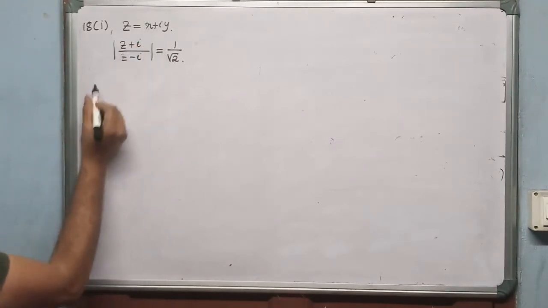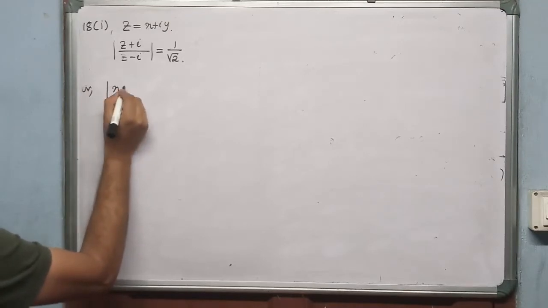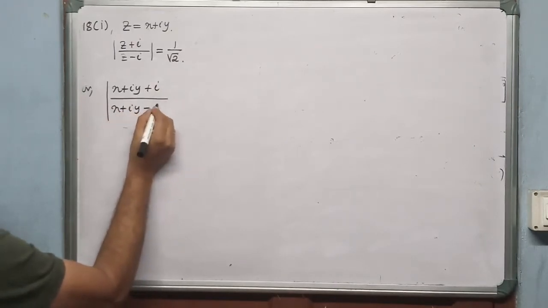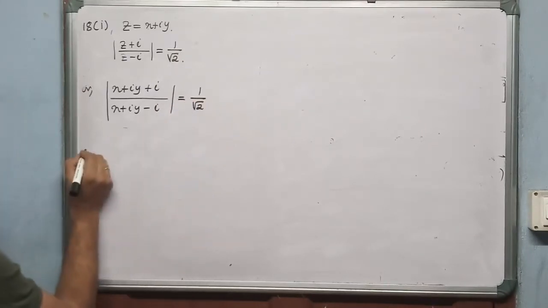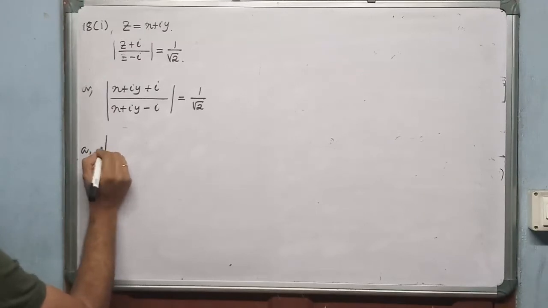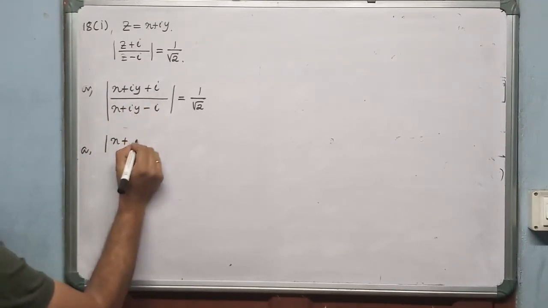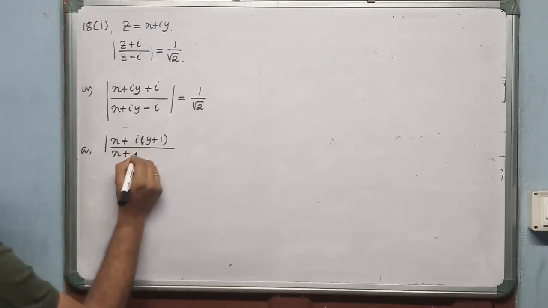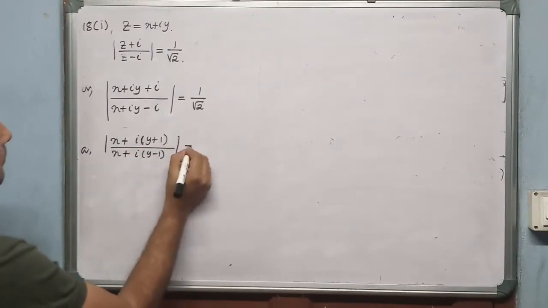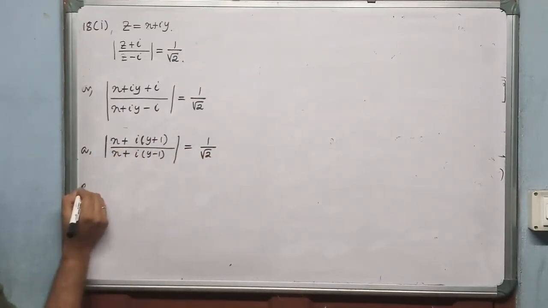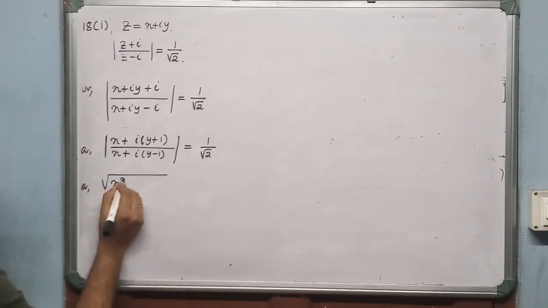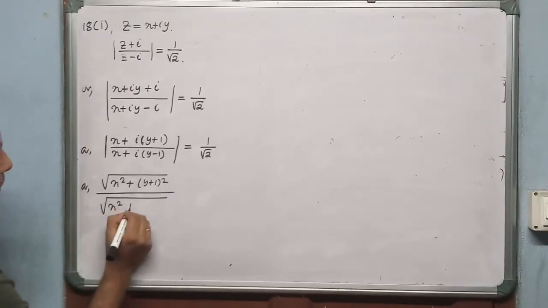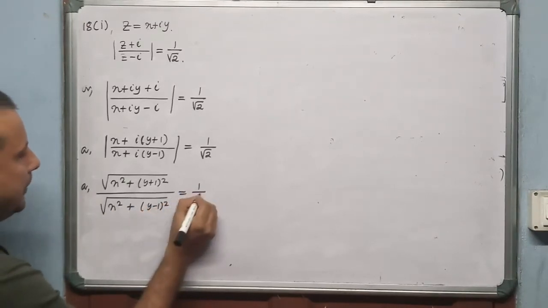The complex number is already given, z is x plus iy, so I'll write modulus of (x plus iy plus i) over (x plus iy minus i) equals 1 by root 2. I'll separate the modulus. Taking i common, the numerator is x plus i(y plus 1), and from the denominator also I'll take i common, it will be y minus 1. Root 2, modulus is there. When you remove the modulus, you have to put a square root: the square root of x square plus (y plus 1) whole square divided by the square root of x square plus (y minus 1) whole square equals 1 by root 2.